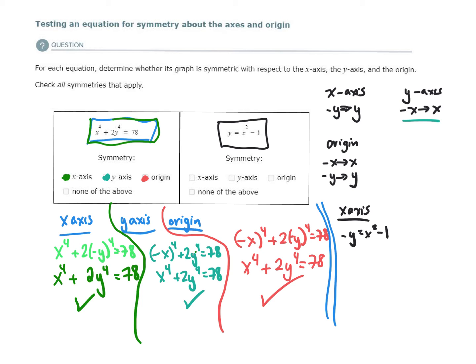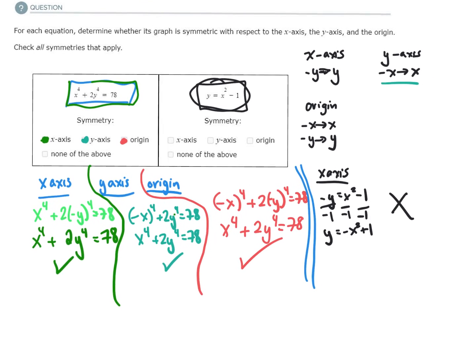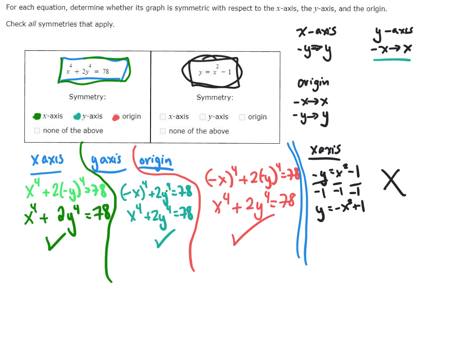I can try to get it to be the original, like I can divide everything by negative 1. If I do that, I get positive y, but then I get negative x squared plus 1. That's not the same as this up here. So this is not symmetric to the x-axis. So it definitely doesn't work for x, and so we'd have to try the other two as well. Obviously, you have to try all three.